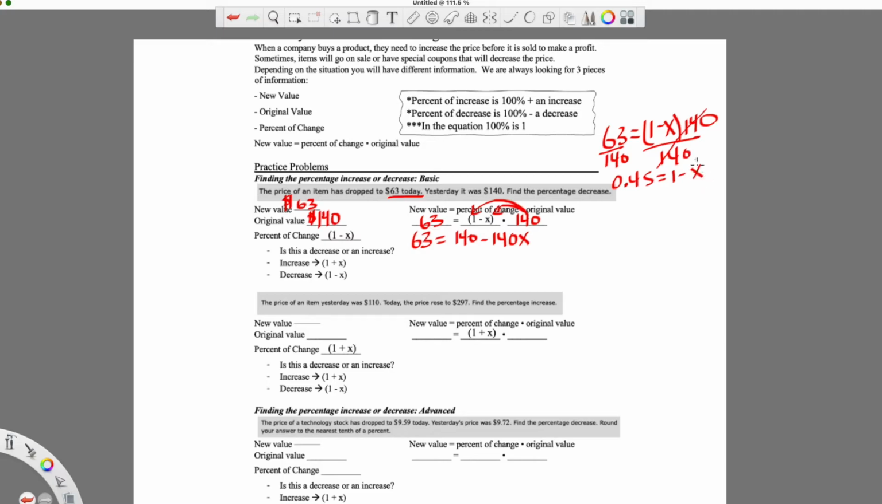So I still have 2 steps either way, because here I'm going to have to subtract 140, and this is not 140 being subtracted. This is negative 140 times x. So I'm subtracting this positive 140 here. I know they're both 140, but they're different because one is a constant and one is being multiplied. So now I have 63 minus 140, and I get negative 77.